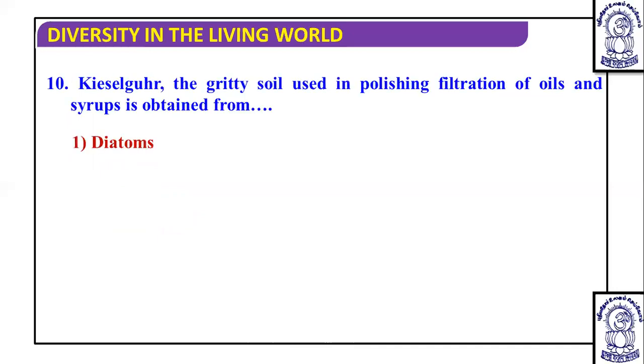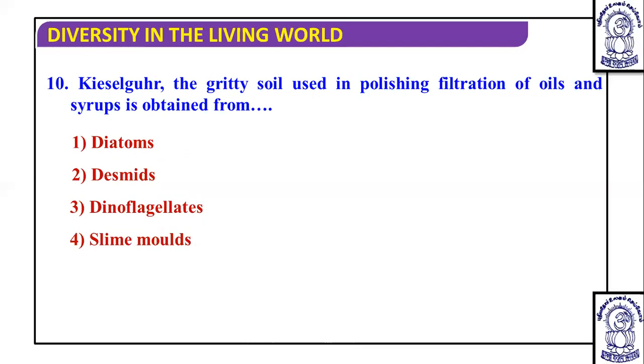Then kieselguhr, the gritty soil used in polishing and filtration of oil and syrup, is obtained from, you know that kieselguhr is also known as diatomite or diatomaceous earth, and it is the accumulated shells of diatoms at the base of the sea. So diatoms become the correct answer.